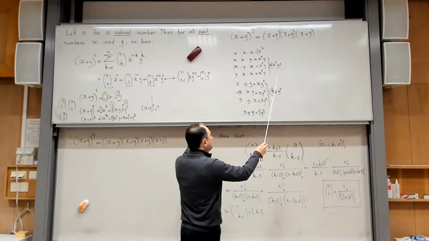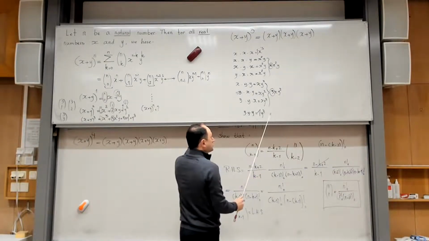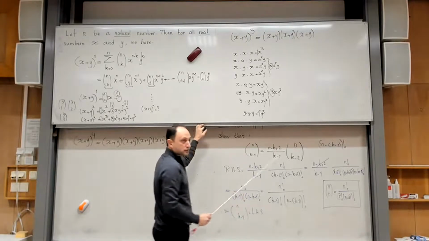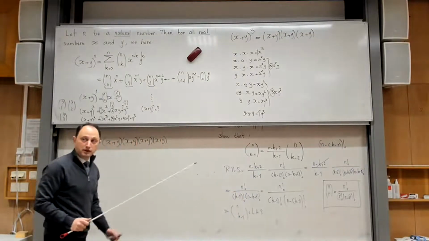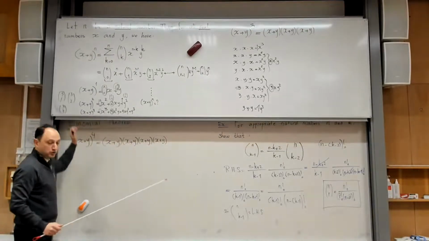If you add them up, it becomes 3. The powers are 1 and 2. If you add them up, it becomes 3. And the power itself here is 3. So the sum of the powers in each term is 3. Yes? And probably you expect what's going to happen.